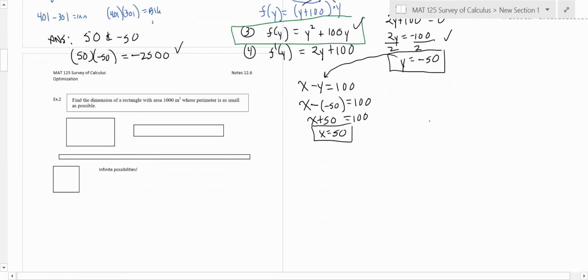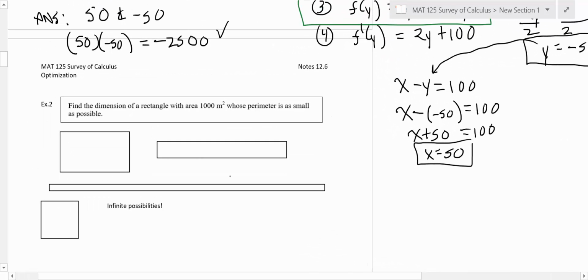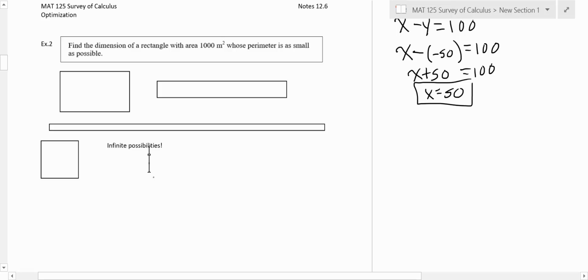Before we do anything that's got business applications, I want to do some things with geometry and numbers because you want to kind of get the idea. So this second example, the problem says you're going to find the dimensions of a rectangle that have this area. The area is 1,000 square meters, but the perimeter has got to be as small as possible.